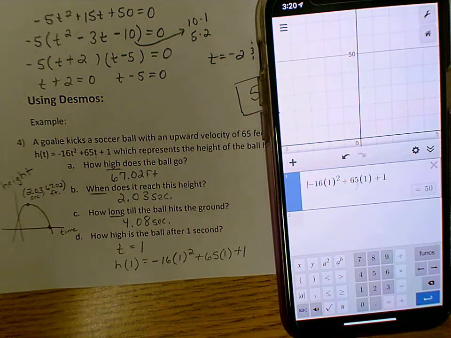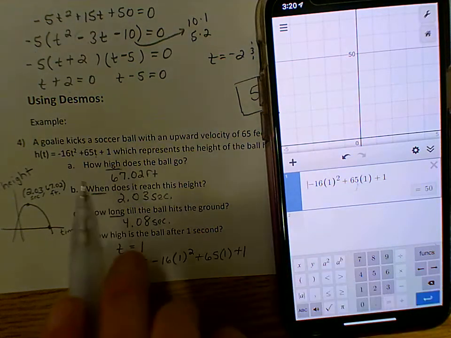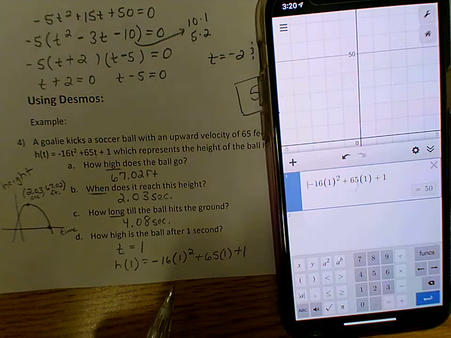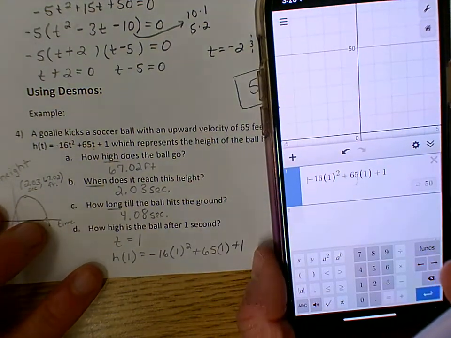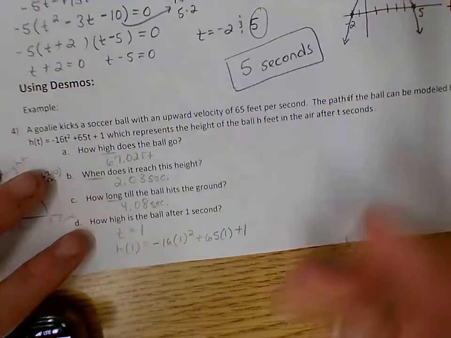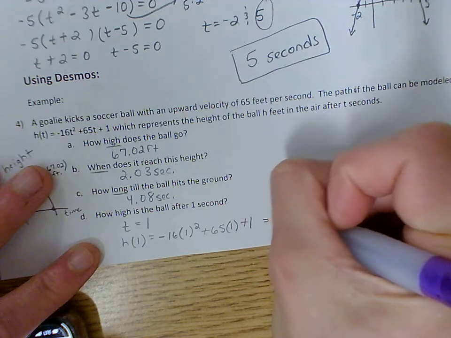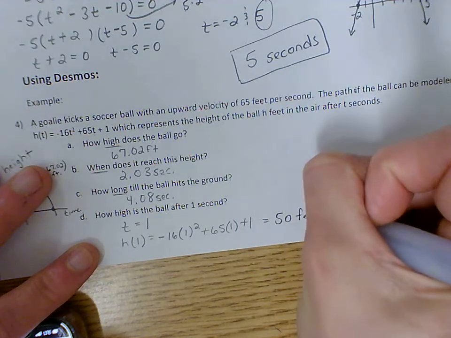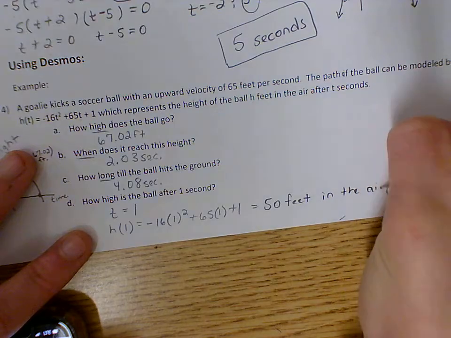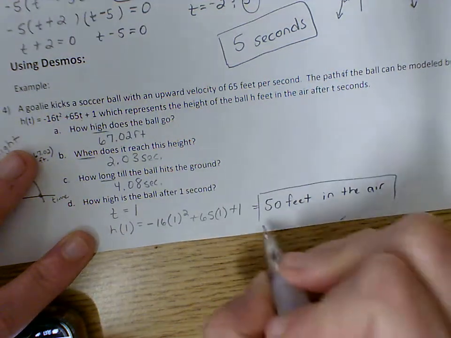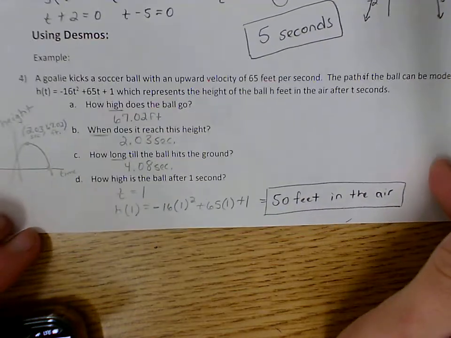And then notice it is 50. So after 1 second of this person kicking the ball, it ends up being 50 feet, which is crazy, in the air. Okay, so how high is the ball after 1 second? Well, that ended up being 50 feet. So you would say it's 50 feet in the air. So there you go. So that is how you use Desmos to help solve these problems.